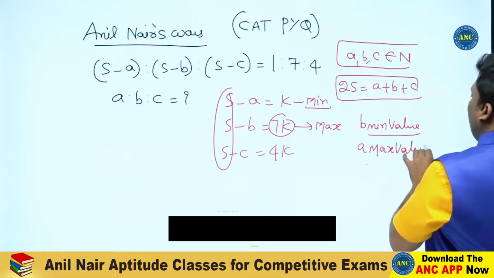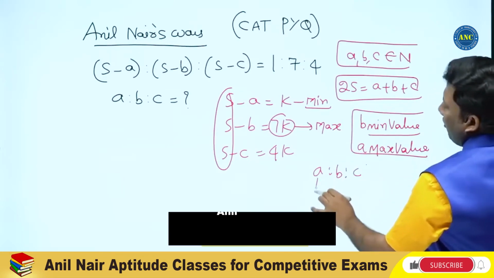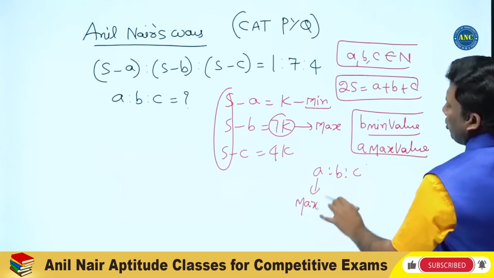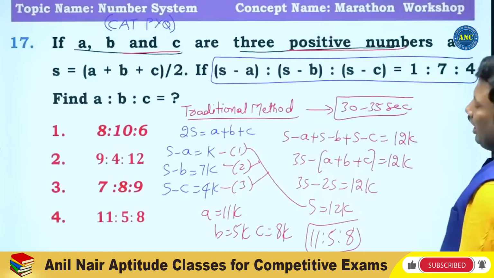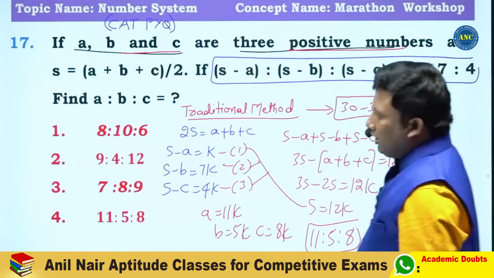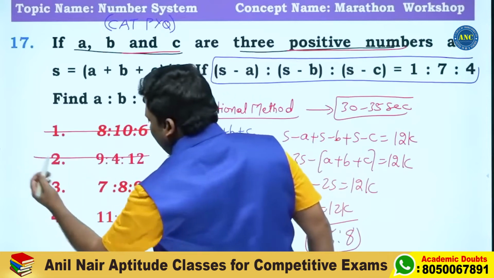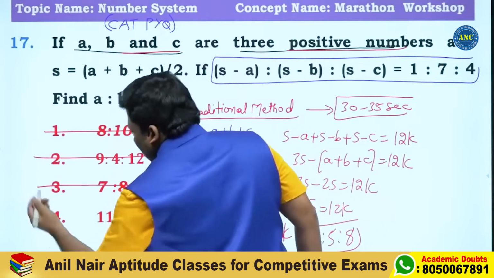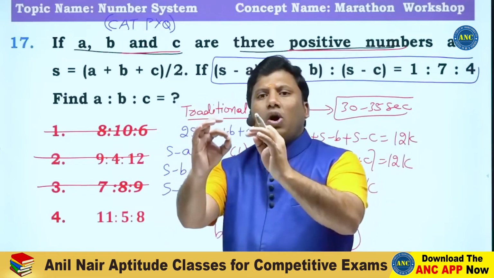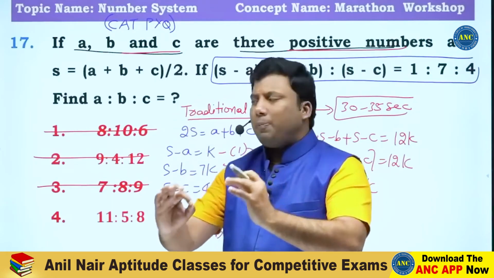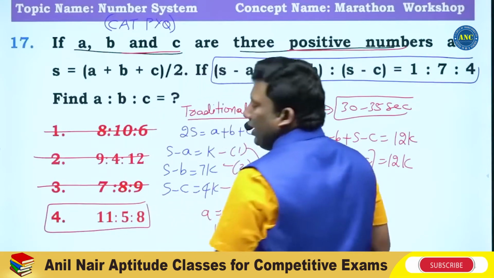In A is to B is to C, which one should take maximum? A should take maximum. B should take minimum. Go back to the question. A should take maximum. Here B is taking maximum. Here C is taking maximum. Exact answer options. You can go and download the previous year CAT paper and see it. A is maximum.